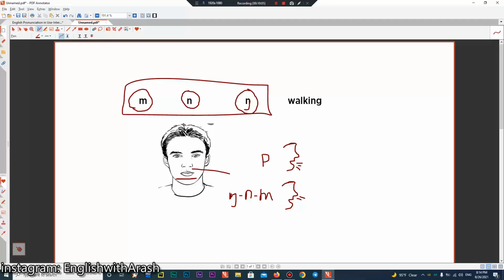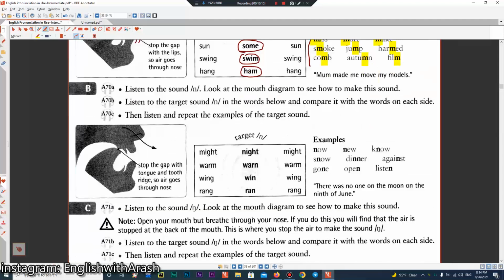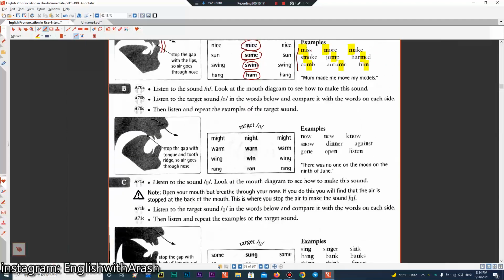So remember, I am going, no. I am talking, no. It's different. We'll talk about it later. So let's go to the ne sound. Ne sound, it is like this. Look at the mouth diagram.